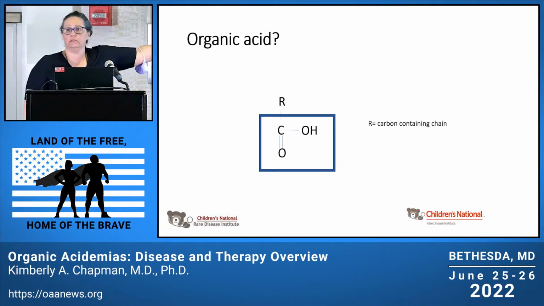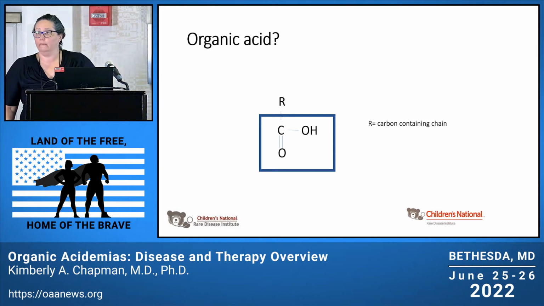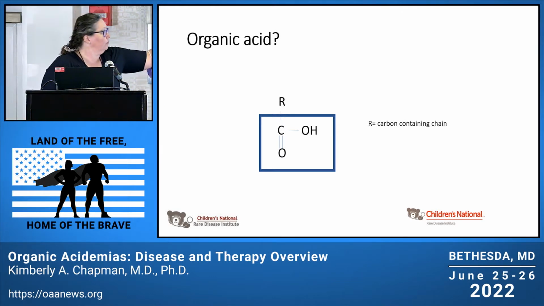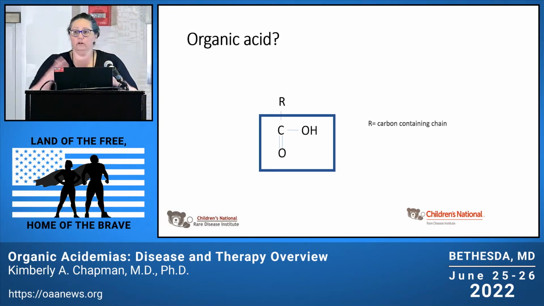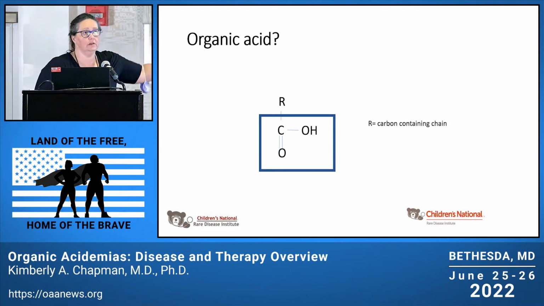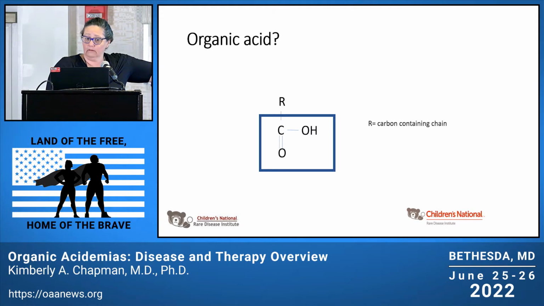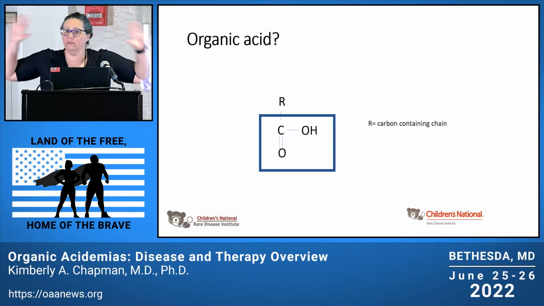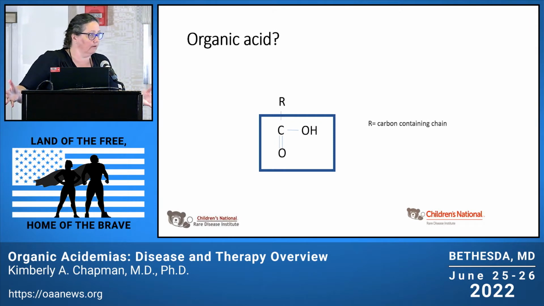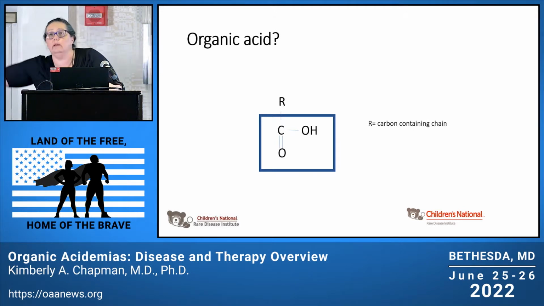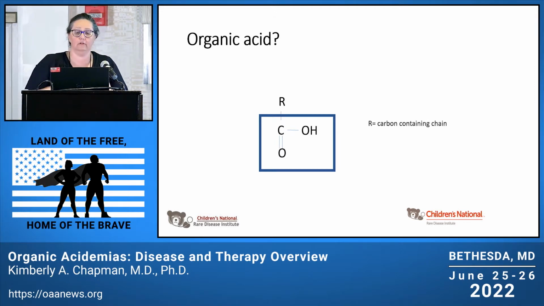So this is very similar to the slide that Mark showed you, yeah? So what is an organic acid? Well, an organic acid is just something that has a carboxylic acid group on it. And the R is carbon. That's an organic acid. Now, there's lots of organic acids out there. And the disorders that we talk about are disorders in which there's a block, an accumulation of a particular organic acid, which got doctors' attention.